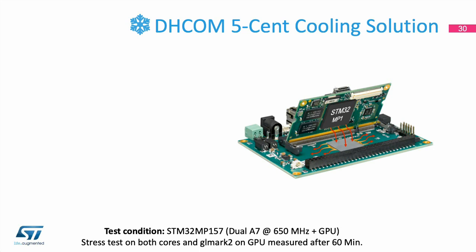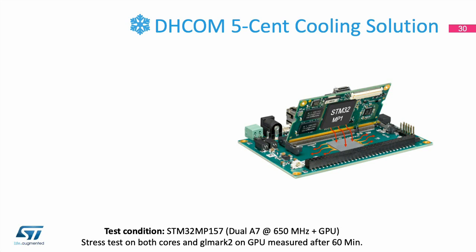This means the CPU heat can be transferred from the CPU housing via a gap pad to the mainboard. On the mainboard, the heat is spread via the internal ground plane over the whole PCB. In our test conditions, we have mounted our standard Pico ITX carrier board with the DHCOM STM32MP1 module in a small metal housing. This means in a closed box.